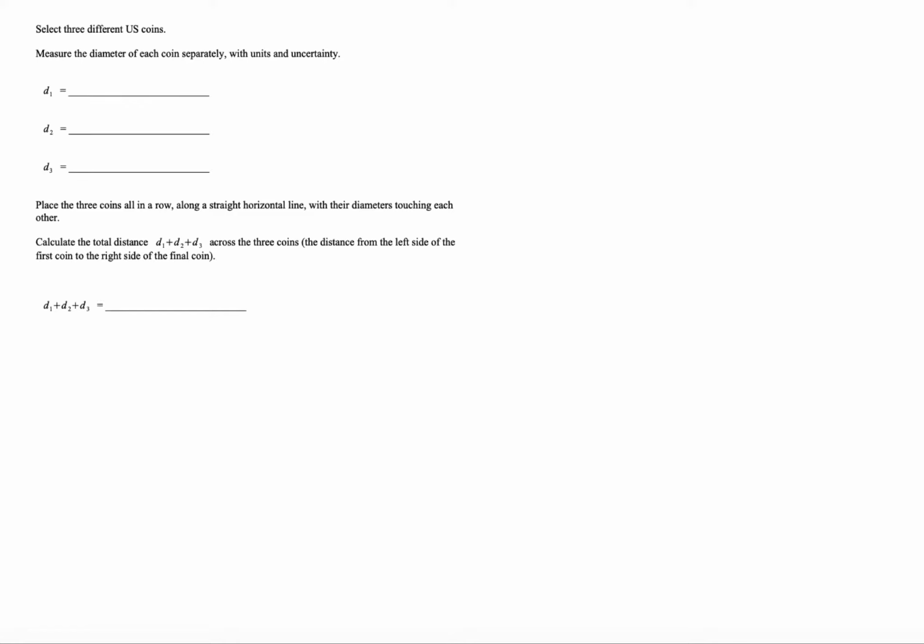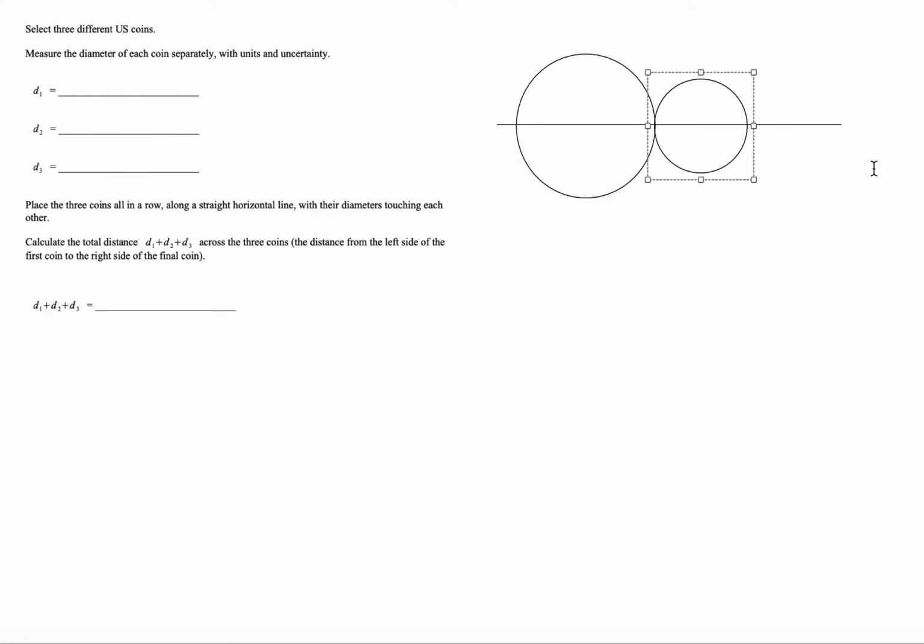We're going to select 3 different coins, and we want to measure the diameter of each of them separately with units and uncertainty. All right, so I'm just going to draw the setup. We're going to call this distance D1, this can be D2, and then D3.